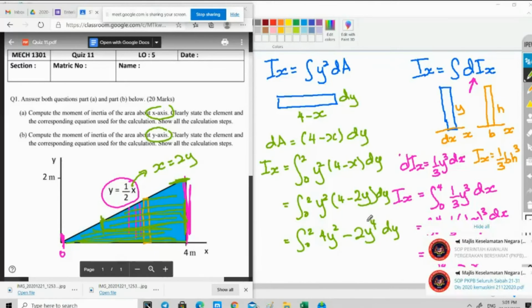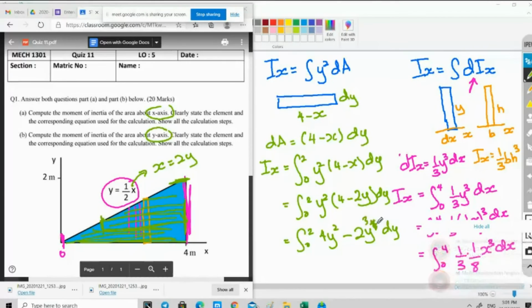Then you plug in. Sorry, why is it 4? This should be 3, right? Wait a minute. Okay, y square here, y, okay, yeah, sorry, that's my mistake there. So this should be y cubed. So when you integrate, it becomes y to the power 4. And then you put in the limit, you get the value.